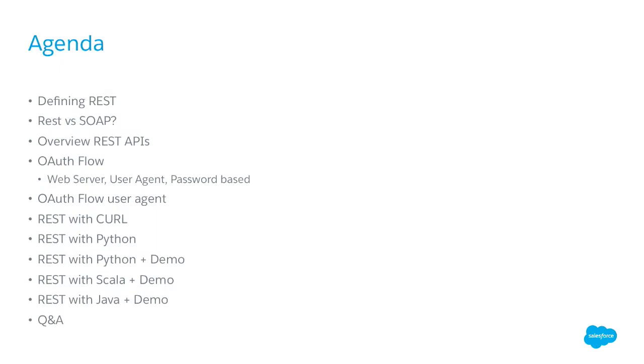So what is the agenda? What are we going to cover in the next 30 minutes? We'll start with defining REST, try to understand what REST is and where it comes from. We'll compare REST with SOAP and what the similarities and differences are. We'll spend a few minutes on REST APIs and what the Salesforce platform is exposing. And then we'll look at the OAuth flow, and then we'll go into language-specific implementations.